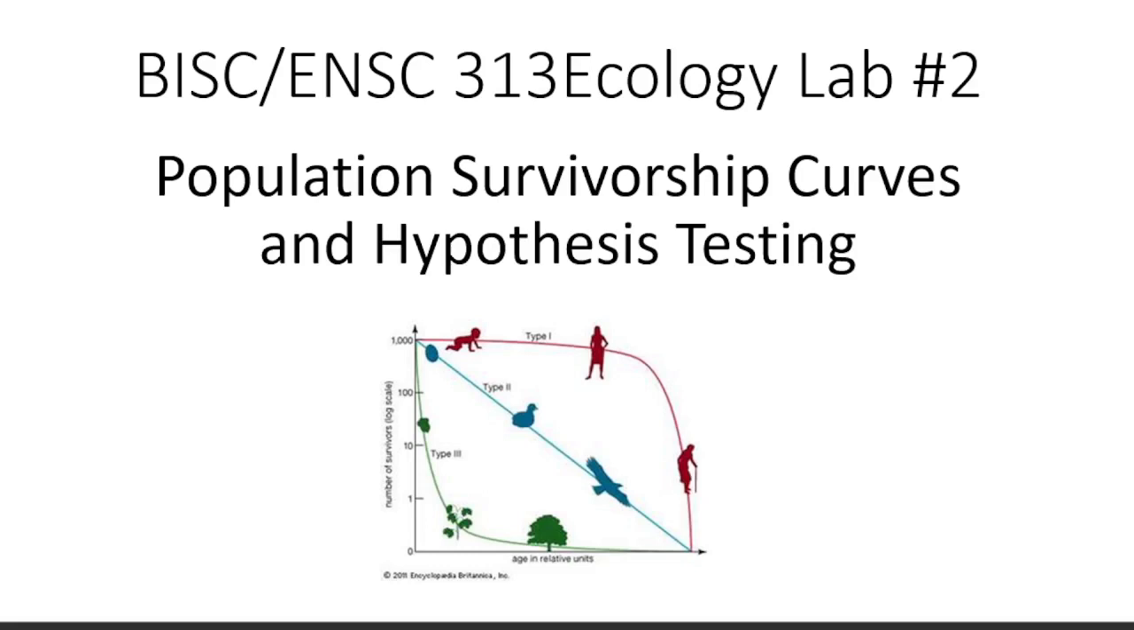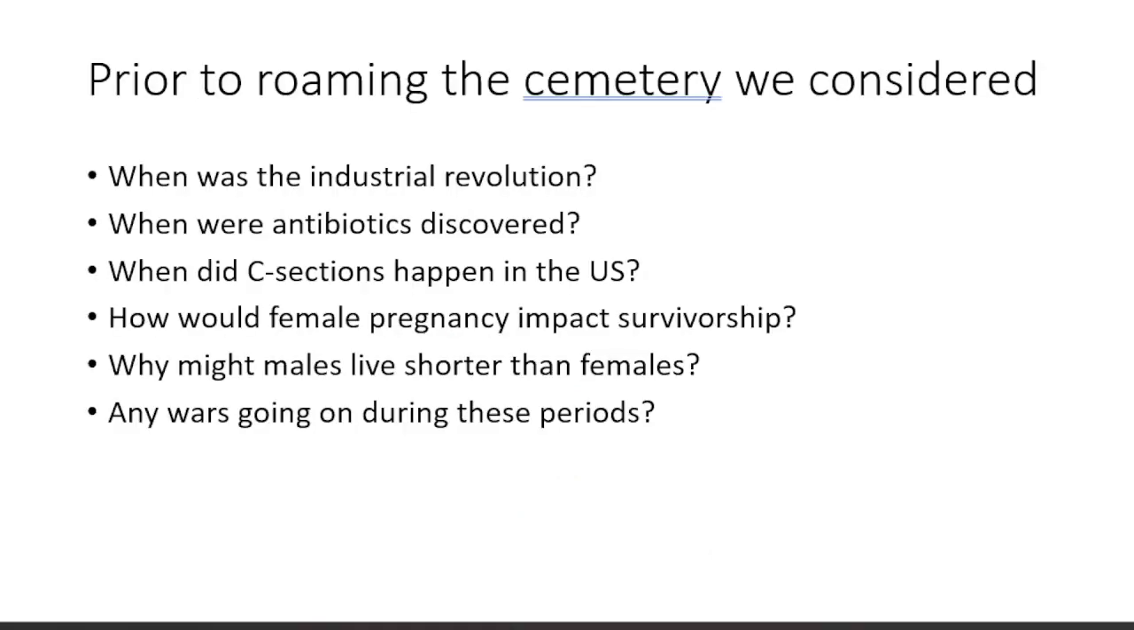Hello everybody. Today we'll be going over population survivorship curves and hypothesis testing. First, for this lab, we're going to consider these few questions. 1. When was the Industrial Revolution? In America, that happened in the late 19th century and the early 20th century. So right before our first time period that we look at.